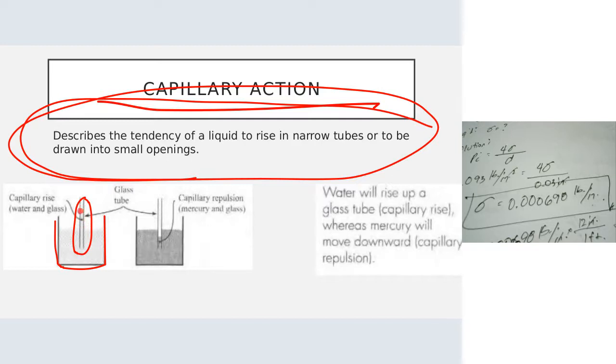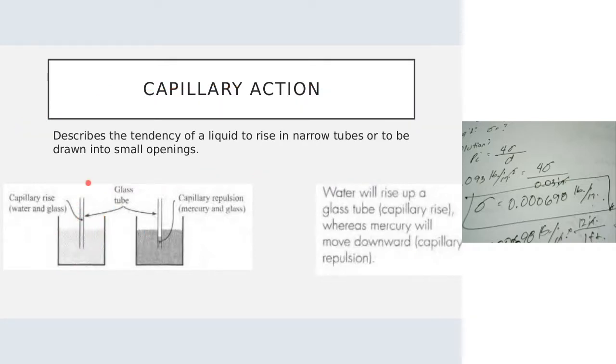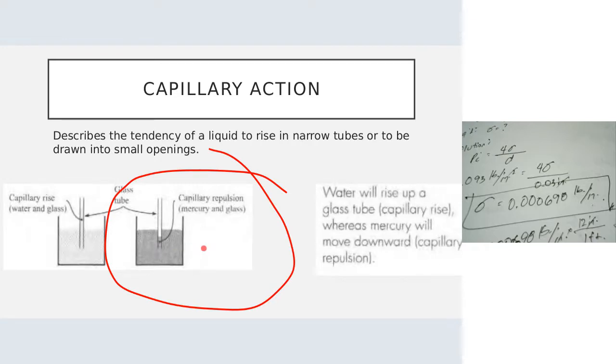So, may nangyayaring adhesive force in between dun sa glass tsaka dun sa fluid, which is water in this case. So, kaya umaangat yung tubig papunta dun sa tube. And this is called capillary rise. Okay? Now, this is the case when we have water and glass. Nagra-rise yung tubig. But if we have a mercury and glass, the reverse happens.